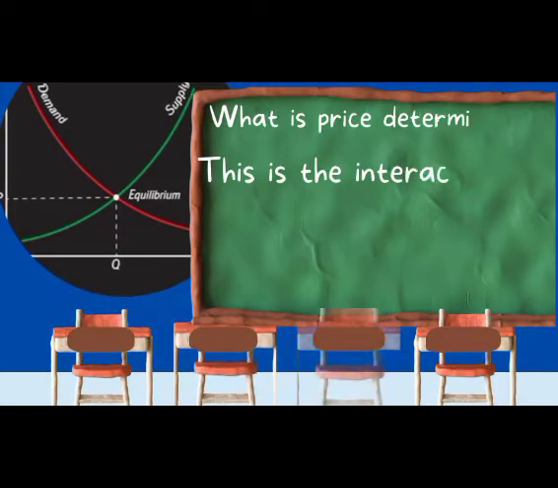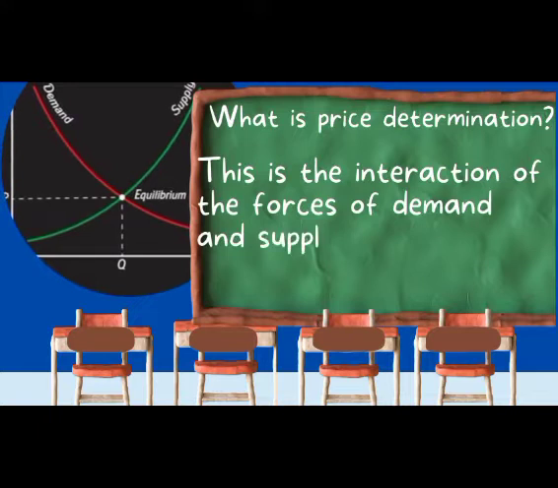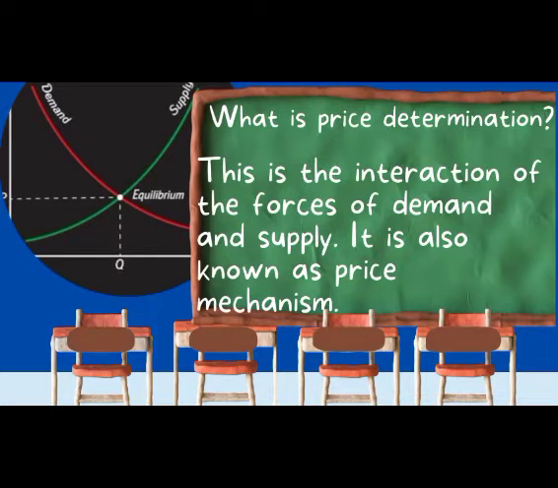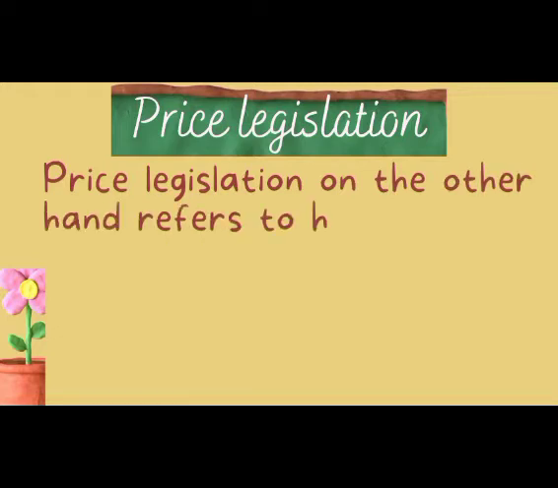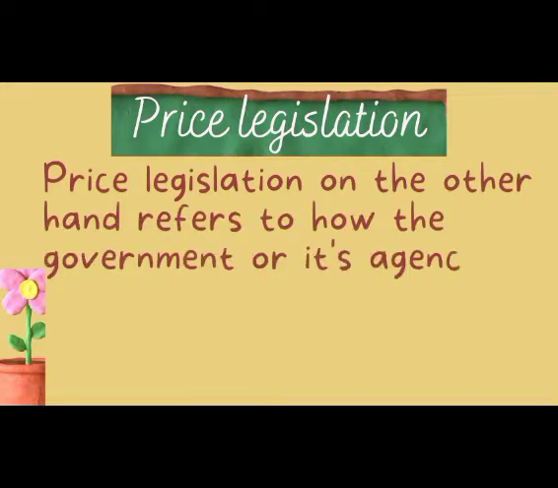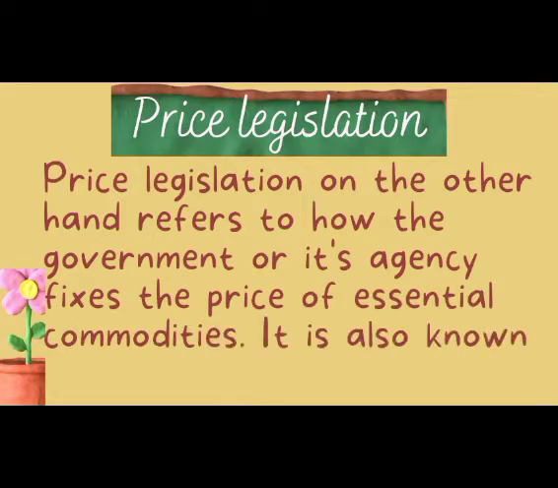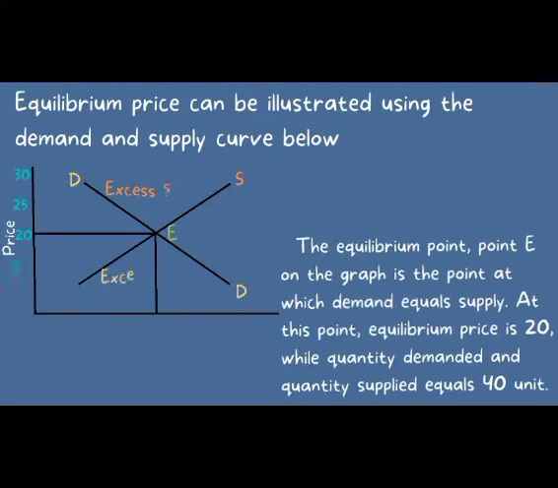What is price determination? This is the interaction of the forces of demand and supply. It is also known as price mechanism or price system. Do you understand? What is price legislation? Price legislation, on the other hand, refers to how the government or its agency fixes the price of essential commodities. It is also known as price control policy.